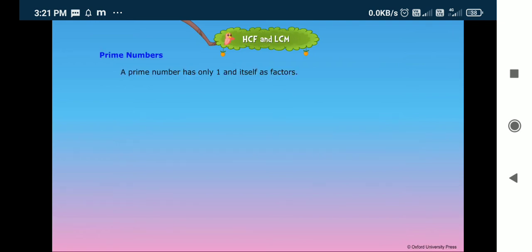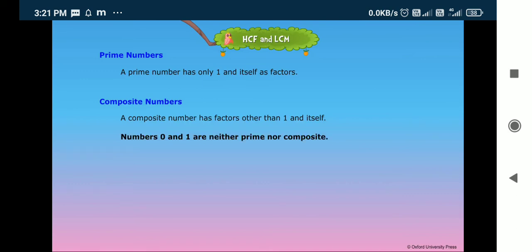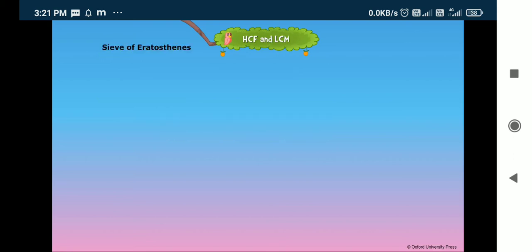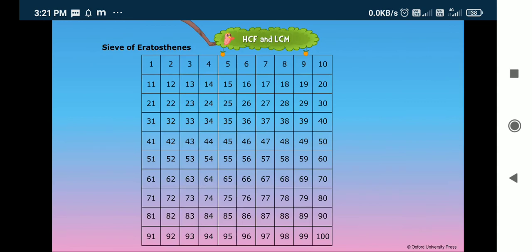Prime numbers. A prime number has only 1 and itself as factors. Composite numbers. A composite number has factors other than 1 and itself. Numbers 0 and 1 are neither prime nor composite. Sieve of Eratosthenes. A Greek mathematician named Eratosthenes gave a method for finding out the prime numbers between 1 and 100. This is called the Sieve of Eratosthenes.